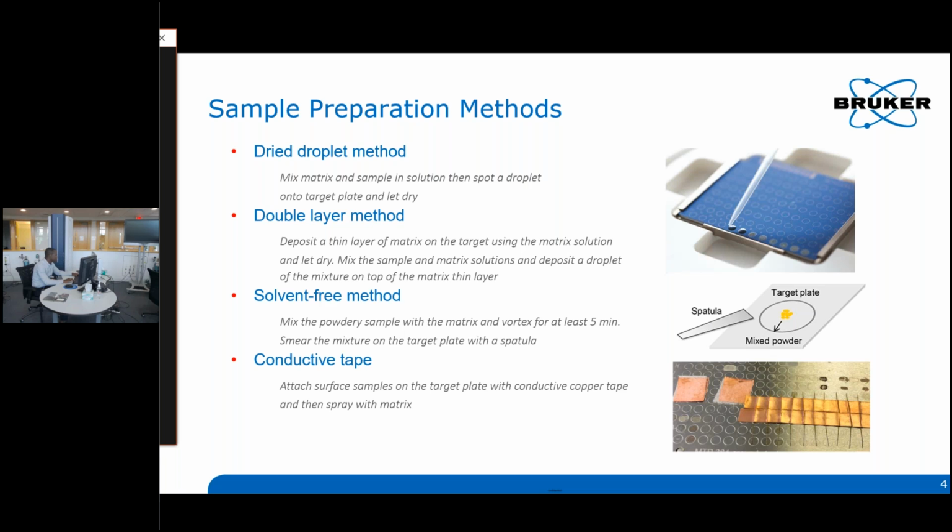And then the last two sample prep methods: one uses a conductive tape to attach surfaces or wires to a target plate, such as you can see here in this picture on the bottom right, where we're looking at some of the coatings on these wires. So you attach your sample onto the target and then spray with the matrix, insert it into the instrument, and start collecting ions from it.